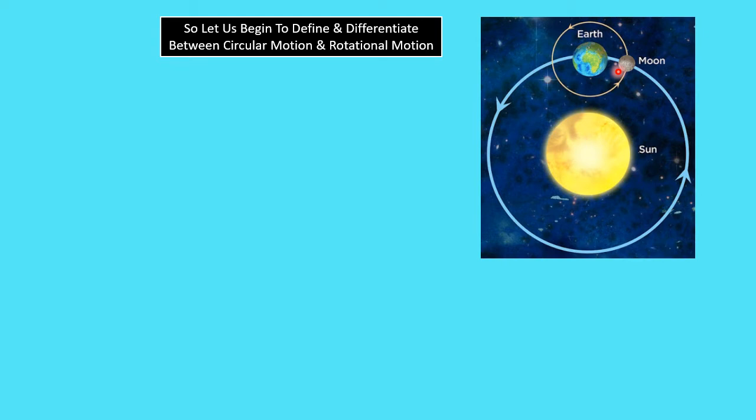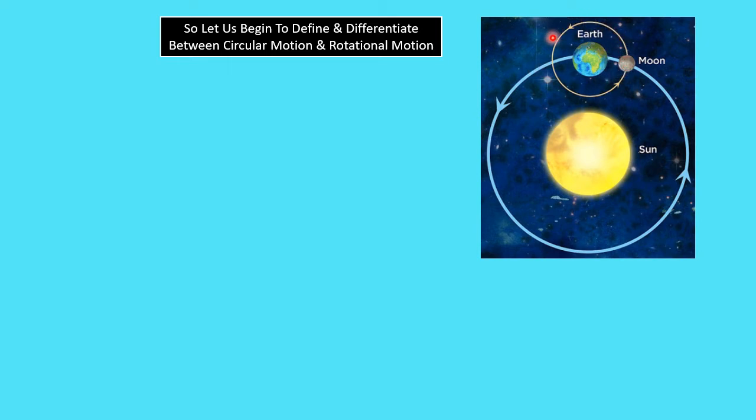But at the same time, the earth is rotating on its own axis also, and this rotation takes place once in a day. It means within 24 hours, the earth is able to take one complete rotation, and that is why we have day and night. So the earth is rotating as well as revolving around the sun. The earth is performing two types of motion simultaneously: one is rotational motion around its own axis, and the other is circular motion. In a similar way, the moon is also doing the same thing.